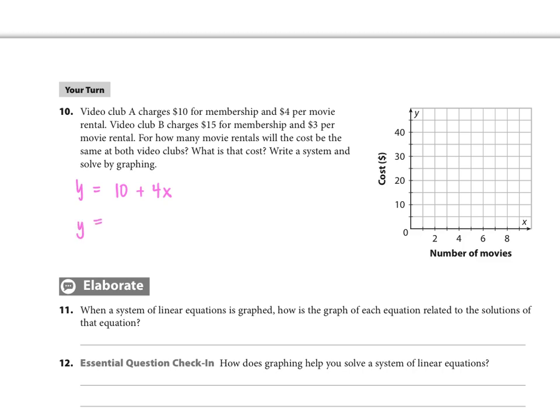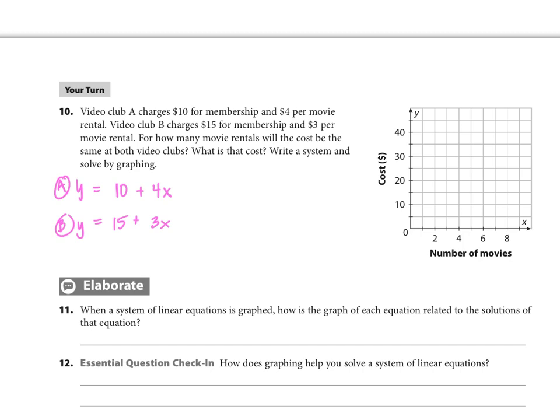My second one, Video Club B. Let me label this. That's A, this next one's B. $15 for membership, and then $3 per movie rental. So for how many movie rentals will the cost be the same at both? What is that cost? And we're going to write a system and solve it by graphing.